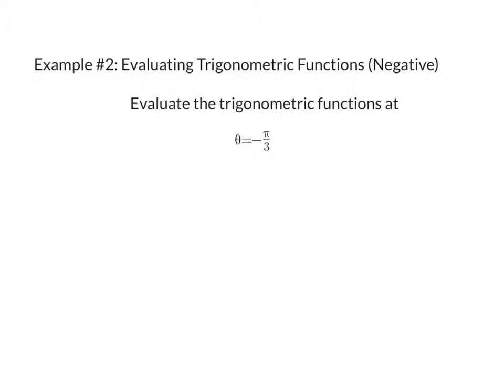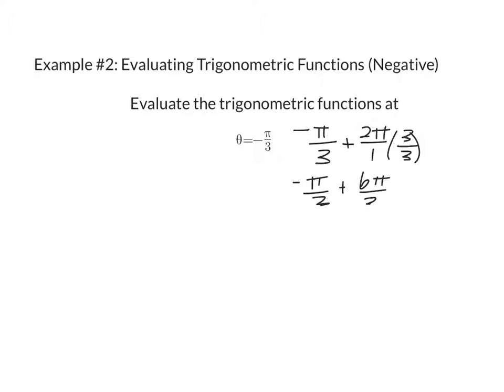coterminal point. So to find a coterminal point, remember all you do is add 2 pi. So if I have negative pi over 3, and I add 2 pi to that, and again, I need a common denominator, that'd be negative pi over 3 plus 6 pi over 3, and that gives us 5 pi over 3. So to find the 6 trig functions of 5 pi over 3, now at least I know where it is.